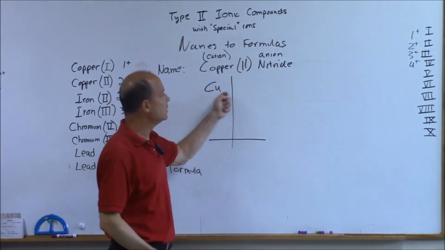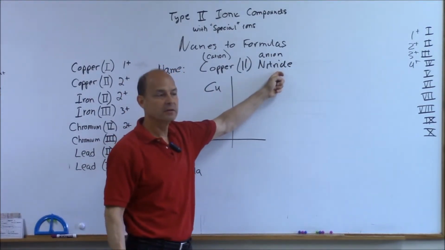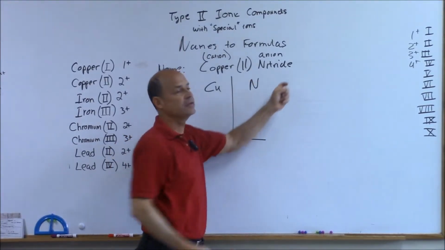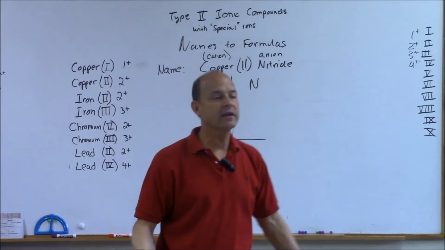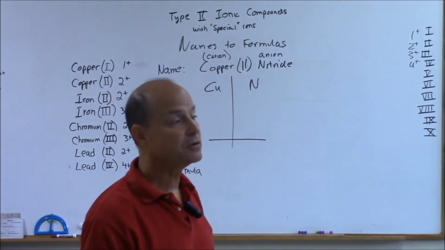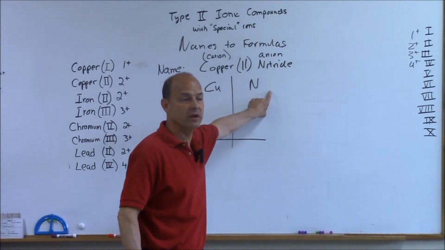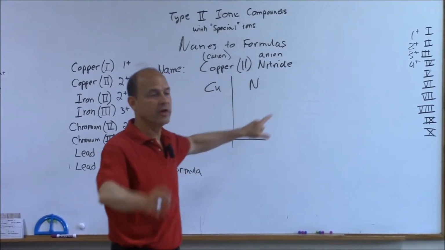So you write copper, and then what is nitride? N. It is N, right? You recognize that nitride is not on the periodic table. Nitrogen is on the periodic table. Nitride is the name that we give nitrogen when it's in a compound. We all know that now, right?